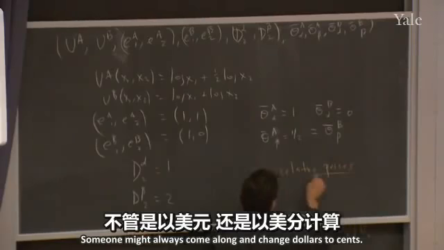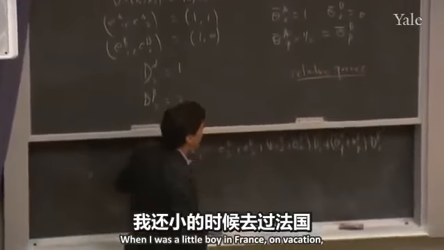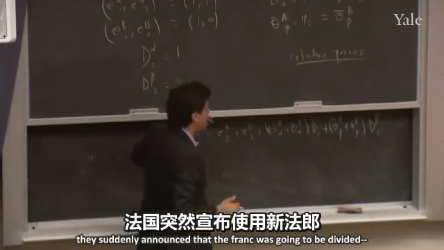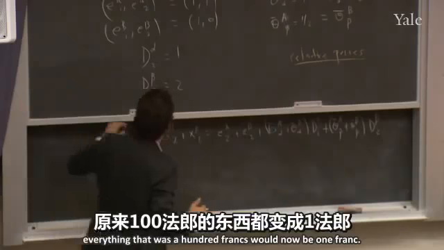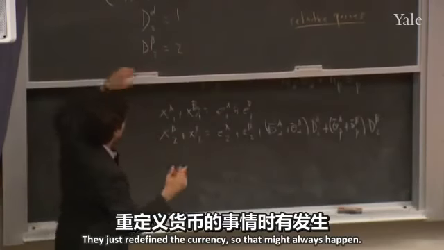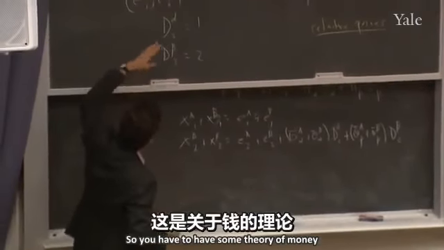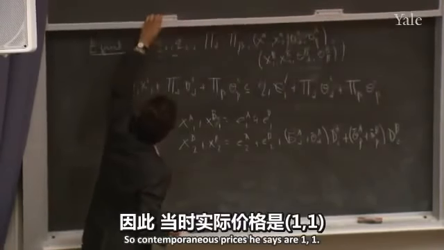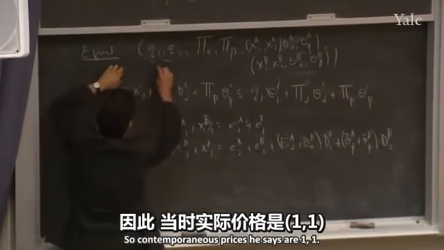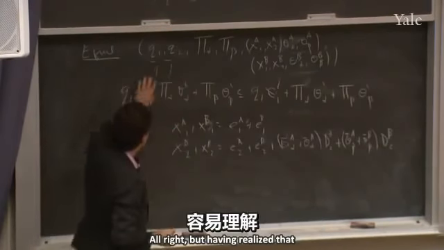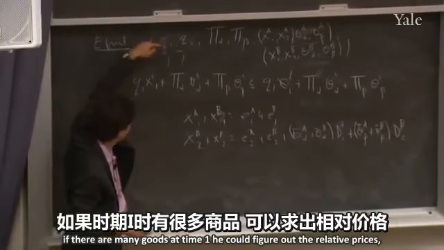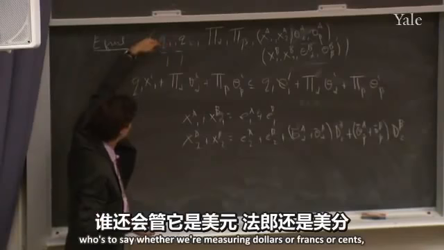Someone might always come along and change dollars to cents. When I was a little boy in France on vacation, they suddenly announced that the franc was going to be divided, everything that was 100 francs would now be 1 franc. And they just redefined the currency. So that might always happen. So you have to have some theory of money and whether the government's going to do that to figure out the nominal prices. So the contemporaneous prices, he says, are 1, 1. All right, but having realized that if there are many goods at time 1, he could figure out the relative prices. But if there's only one good at time 1, who's to say whether we're measuring dollars or francs or cents? We'll just call it 1.